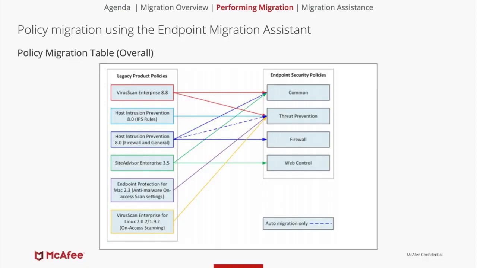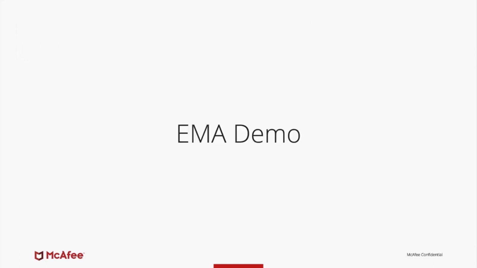And the one caveat to keep in mind is that dotted line you see there for the auto migration only, and that's just the trusted IPS applications list that only migrates over when using automated migration. Now that I've covered the basics and other information about the Migration Assistant, I'll go ahead and show you how it works in practice with the demonstration.